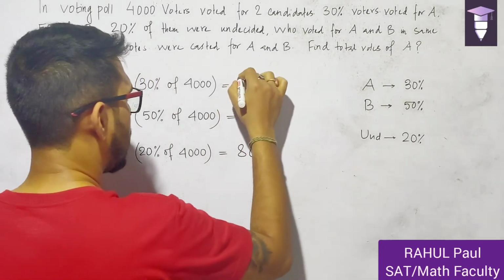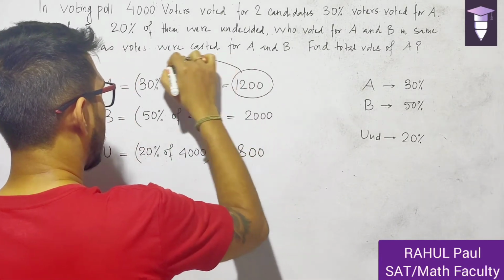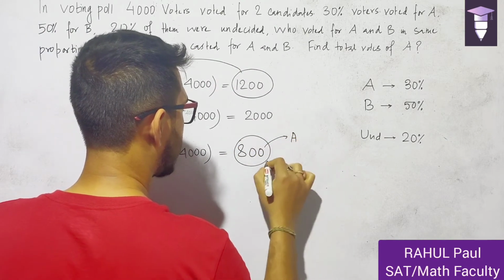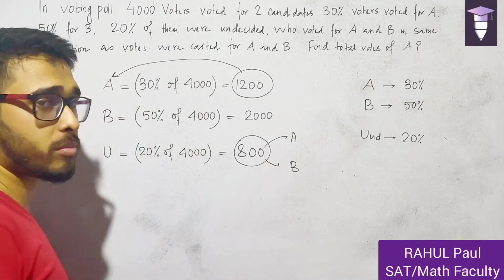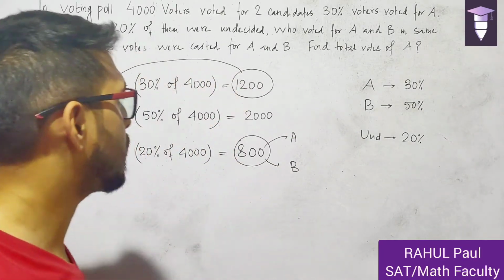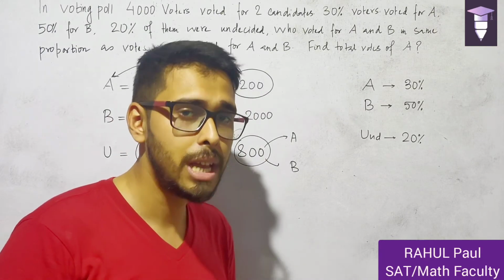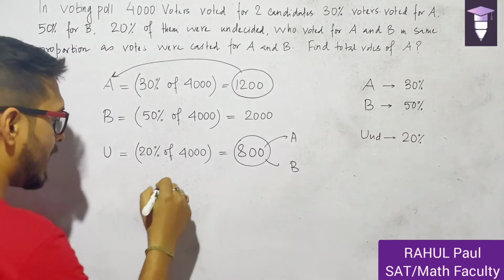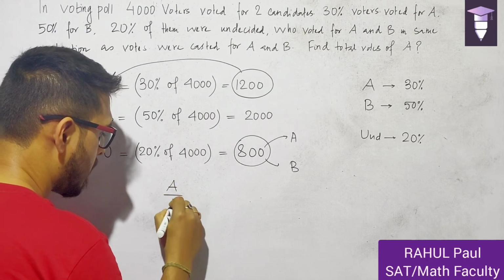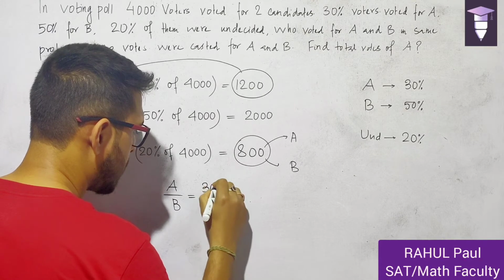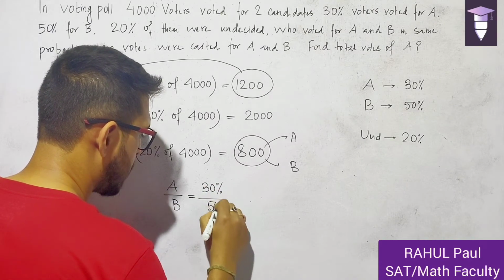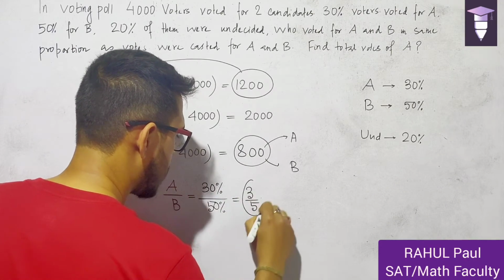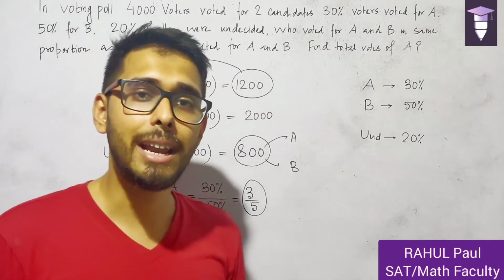Now 1,200 is voting only for A, okay, and out of this 800 they are voting for both A as well as B. Now how are they voting for A as well as B? They are voting for A as well as B in that same proportion in which they were casting the votes for A and B. So the proportion in which A and B are getting the votes casted is basically 30% over 50%, which is basically 3 over 5. So this is the proportion in which A and B are getting the votes.